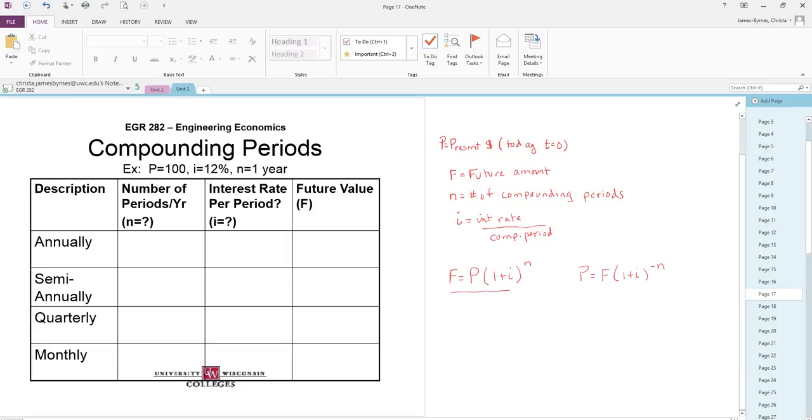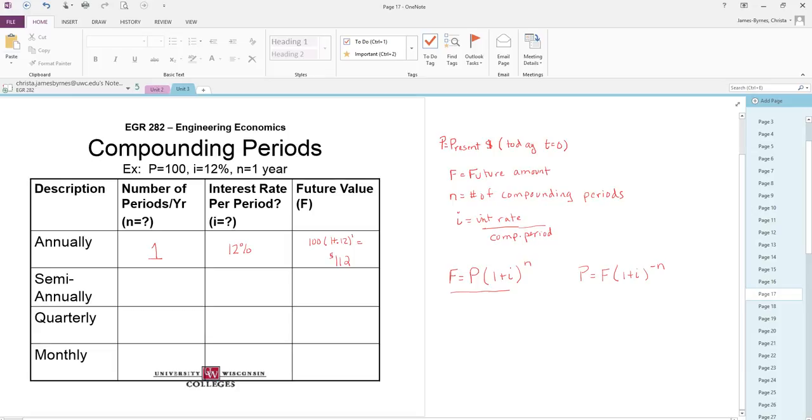So let's say in this example over here, I'm going to have $100, 12% for 1 year. If my compounding is annual, I'm going to get 1 compounding period in 1 year. So the interest rate per period, interest rate per year, is 12%. So my F is going to be 100 times 1 plus 0.12 raised to the 1, which is $112.